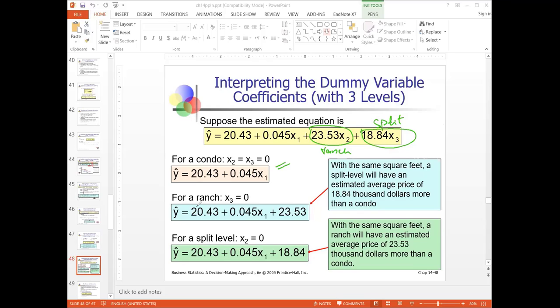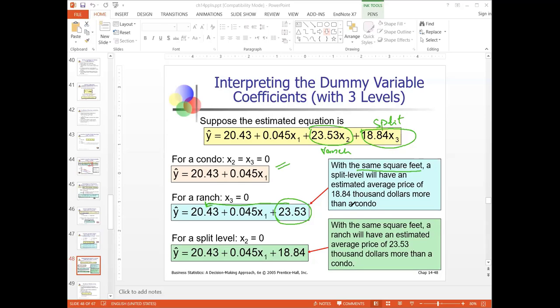And when the house is a ranch, it means it is not a split. So x3 is 0. So y is 20.43 plus 0.045 x1 plus 23.53, where x2 is equal to 1. So this will be added with this term. So what does this number mean? For a house with the same square feet, a split level house will have an estimated average price. How much more?